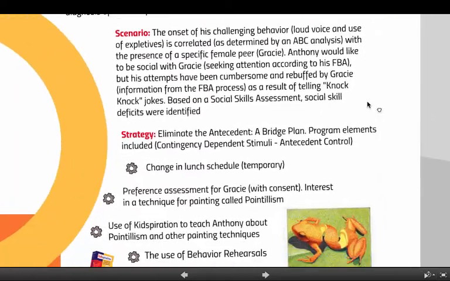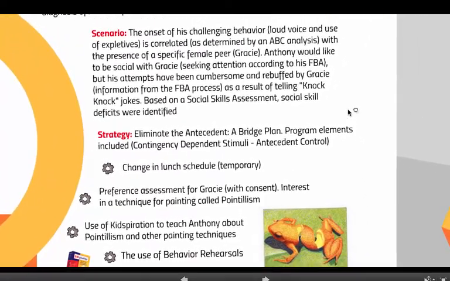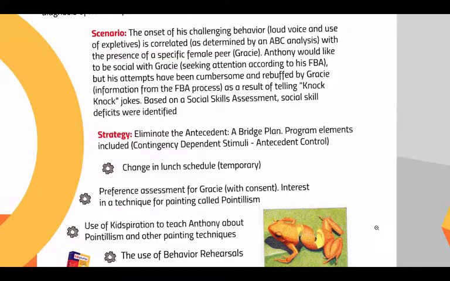We've got Anthony that is very interested in Gracie. Gracie has a history of rebuffing him. So at this point, anytime Anthony goes into the cafeteria and Gracie enters the cafeteria as well, we get the unleashing of the expletives and the loud voice. That's an antecedent that needs to be adjusted.